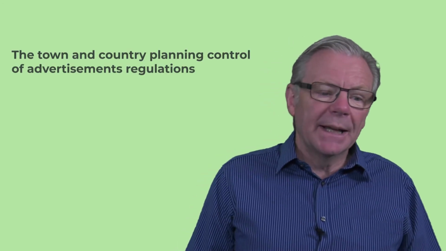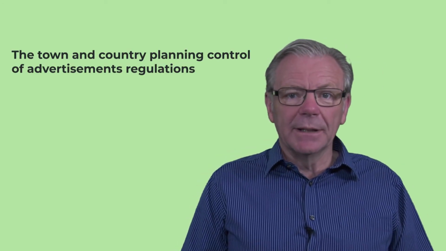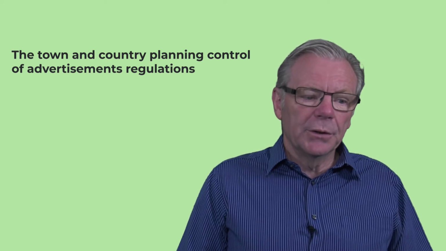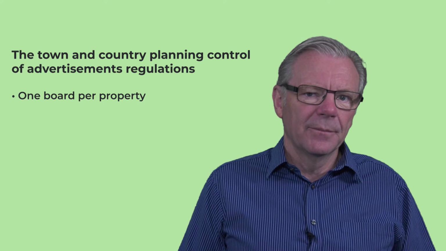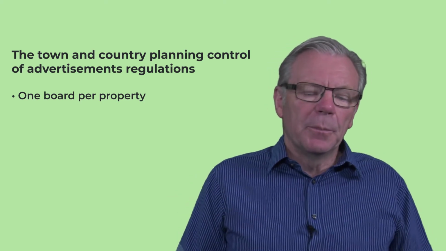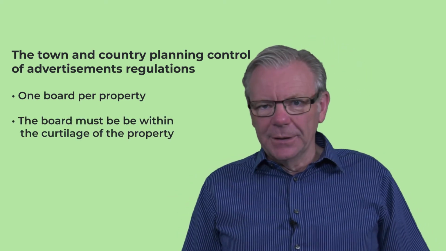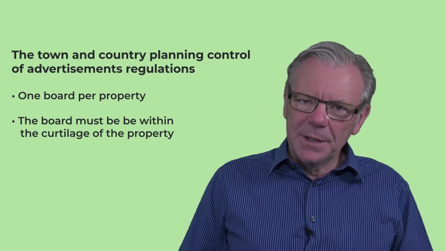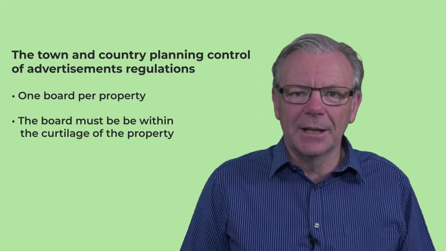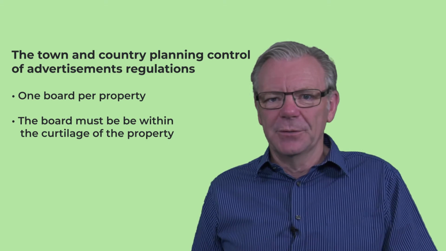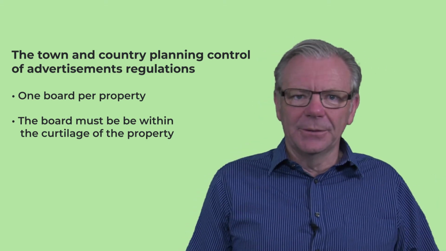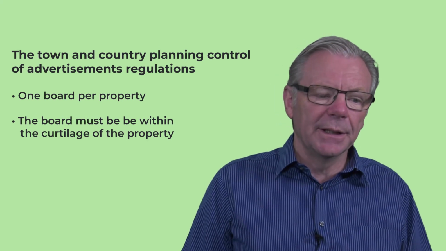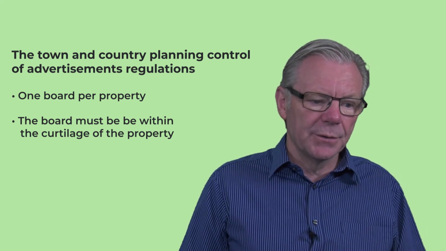The Town and Country Planning Control of Advertisements regulations control what you can do, and they say you can only put one board up at every property. There cannot be multiple boards. The board must be within the curtilage of the property. This means that it must be on the property itself. You can't put them on grass verges, on roundabouts, or on other premises like fields. This is totally illegal under the Town and Country Planning Regulations.